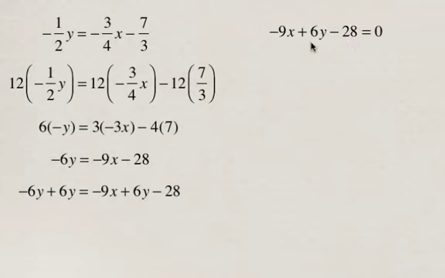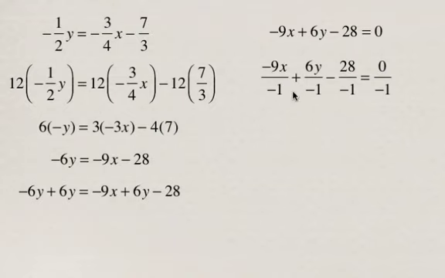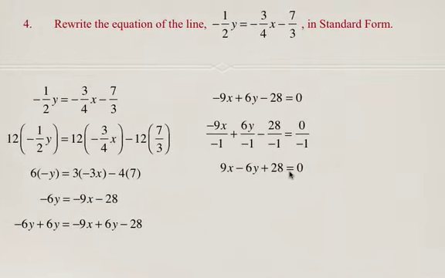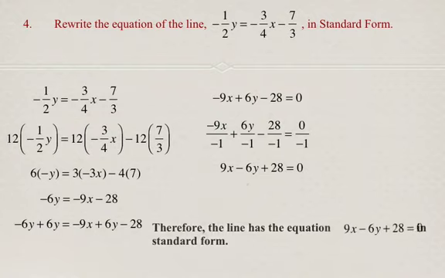Now, remember, a has to be a positive integer, and it's negative 9. So what we have to do is divide everything by negative 1. When we do that, remember all the signs are going to change. The negatives become positives and the positives become negatives. So we end up with 9x minus 6y plus 28 equals 0. And that's our equation in standard form.